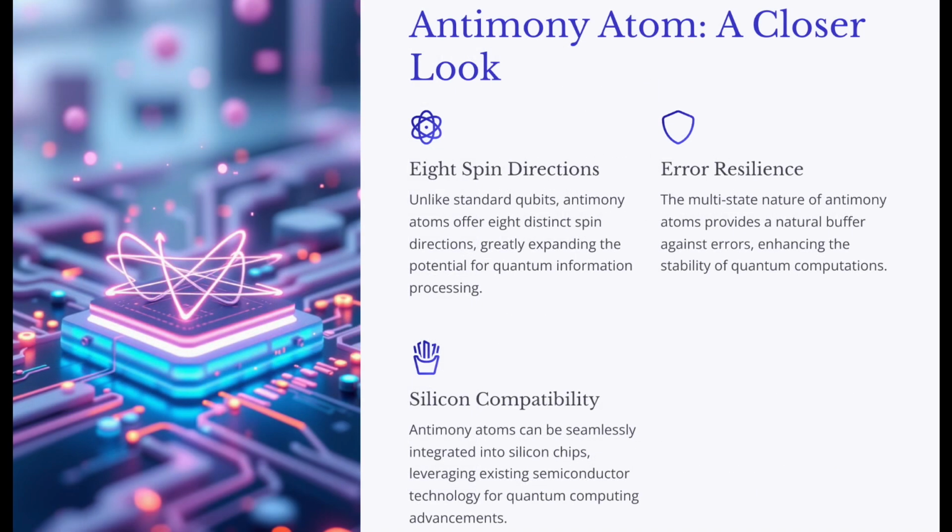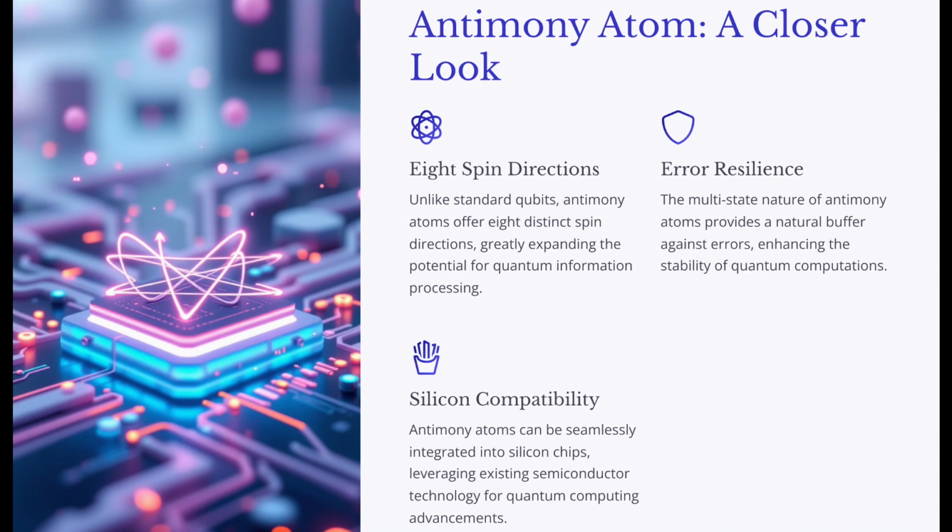So, okay, let's break down how this atomic cat thing actually helps with this whole error correction thing. See, normal qubits, they have two states. Think of it like a light switch. This antimony atom has 8 spin directions. So it could exist in 8 different states all at the same time. Okay, imagine like a compass, right? Arrow pointing in 8 different directions. Each direction, that's a different quantum state that this antimony atom can occupy.